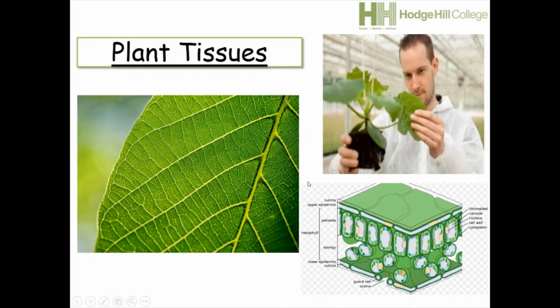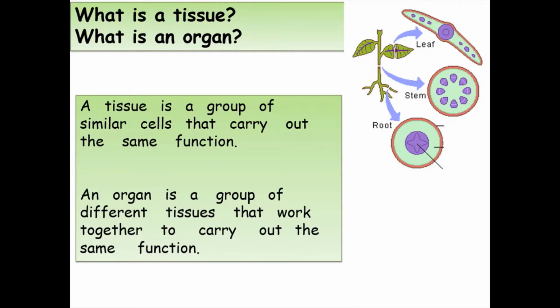So this lesson is on plant tissues. In order to understand plant tissues, we need to first understand what a tissue is and what an organ is. A tissue is a group of similar cells that carry out the same function. So it's basically all the same cells doing exactly the same job. An organ is a group of different tissues that work together to carry out the same function.